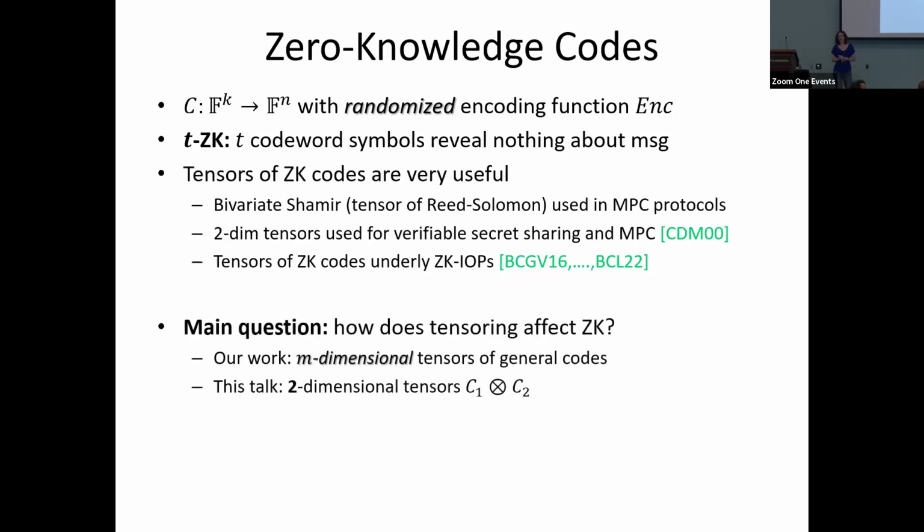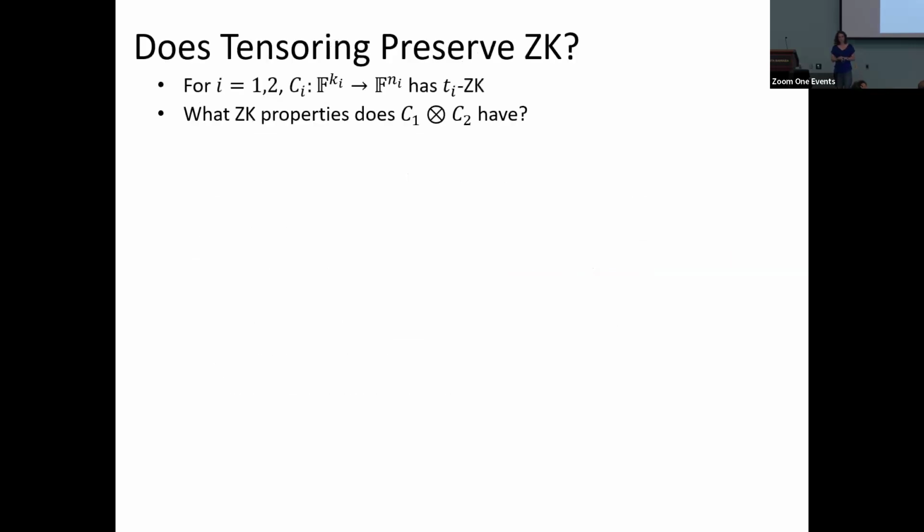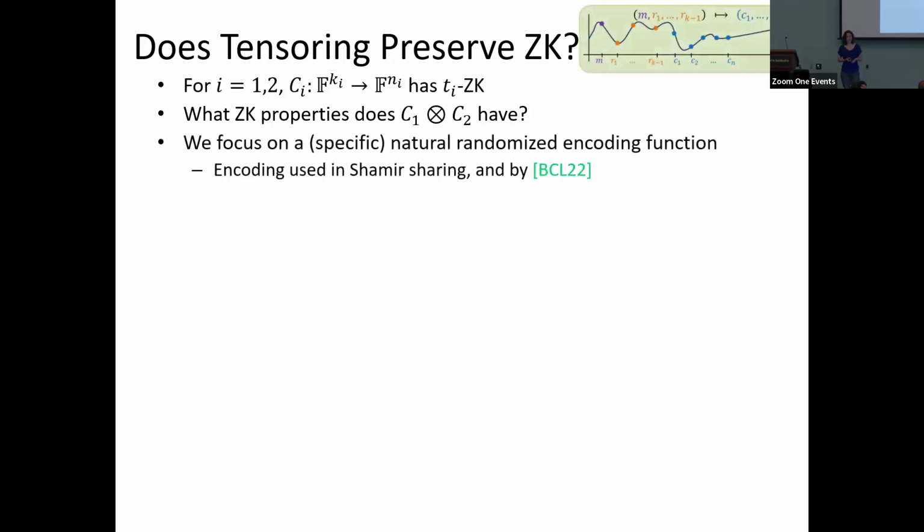And today we ask, how does tensoring affect zero knowledge? Say, in particular, does tensoring preserve zero knowledge? If I have two codes, C1 and C2, with T1 and T2 zero knowledge, what type of zero knowledge does their tensor product have? Recall that zero knowledge codes have this encoding function associated with them. I'm not going to explicitly define it, but the encoding function that we consider is very natural. This is what you do when you Shamir secret share. And this is also the encoding used by a previous work by Bootle et al. on tensors of zero knowledge codes.